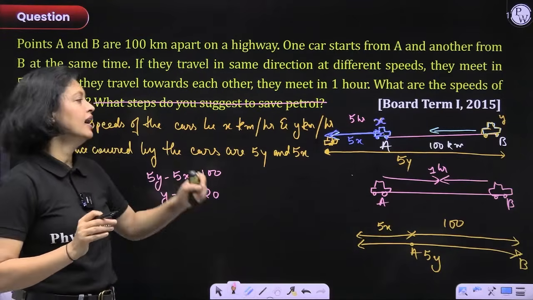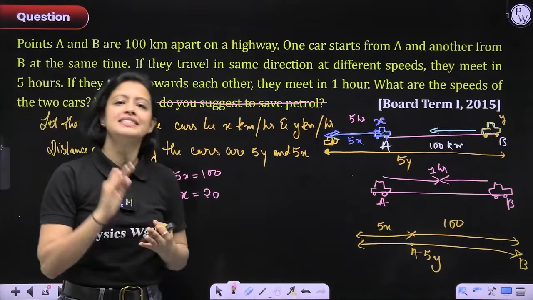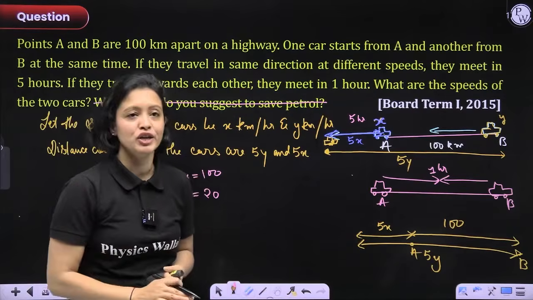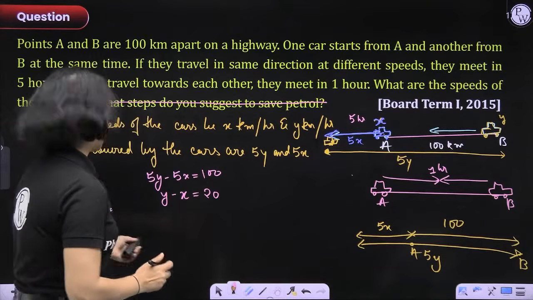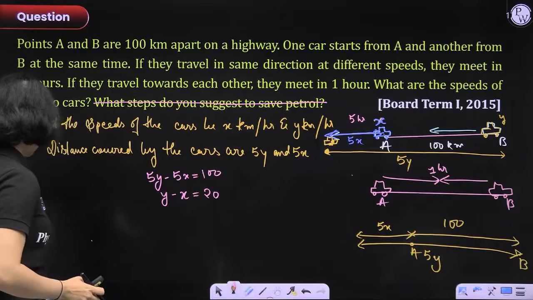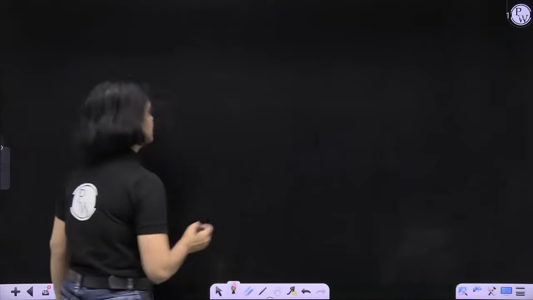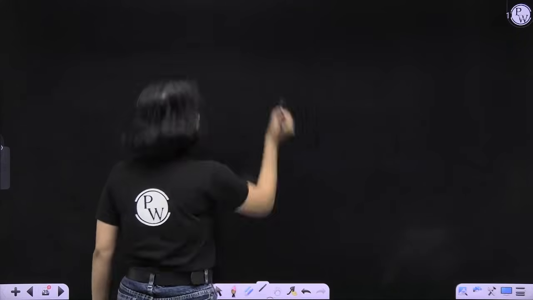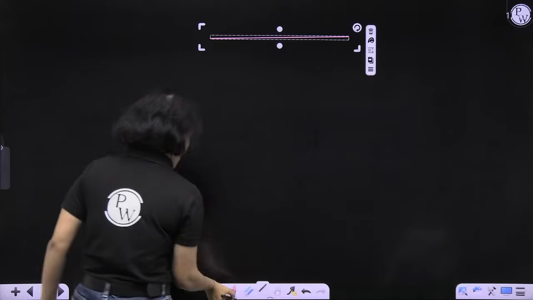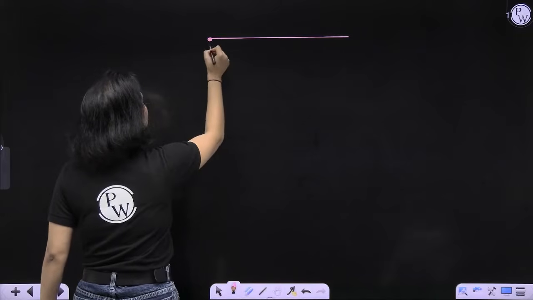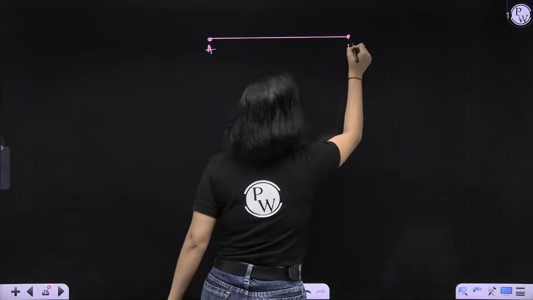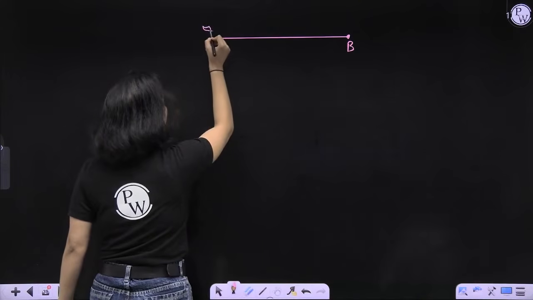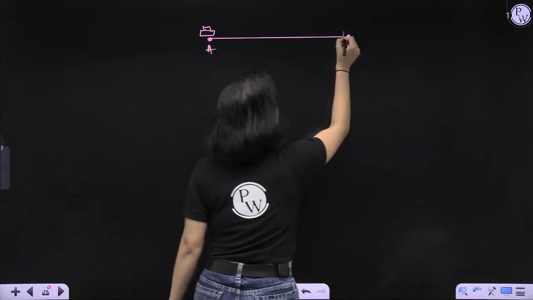Okay, cool. Now let's apply the same logic to form the second equation. So, for the second equation, everyone, let me take the next slide and again let me explain to you guys. In the next part, what is happening? The cars are moving towards each other.